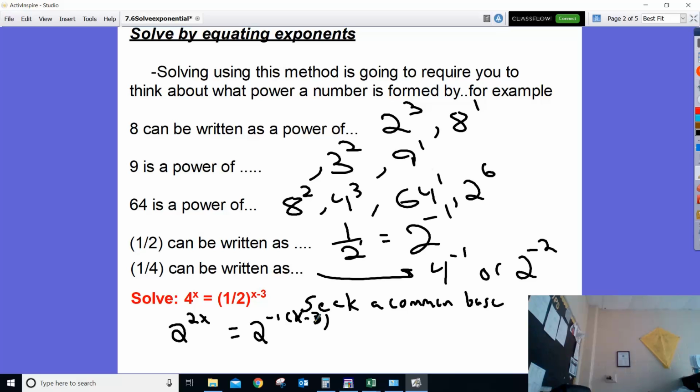Now we did everything. We have common bases. Once the bases are the same, what do we do with the exponential space? Make them the same. We set them equal to each other. It's really a simple property.